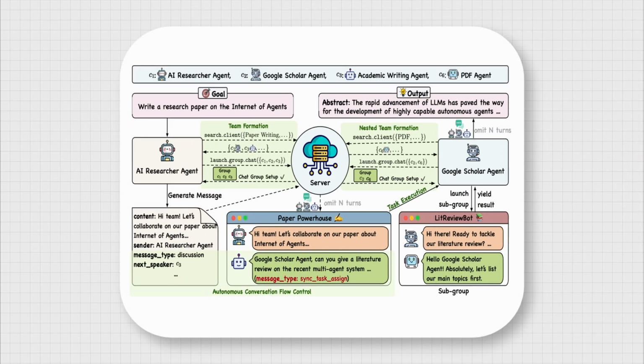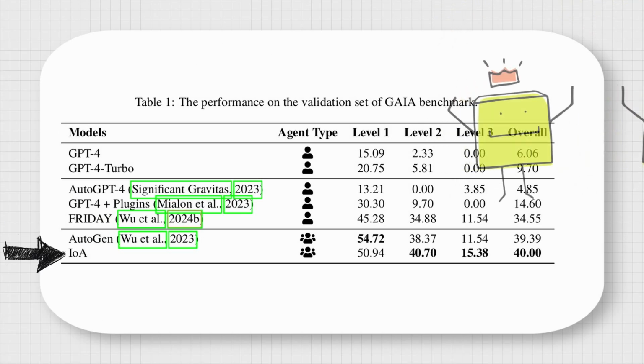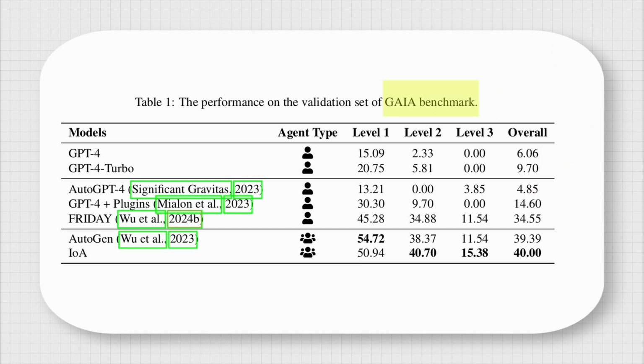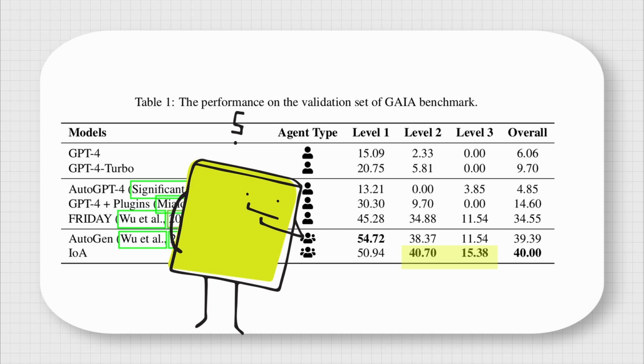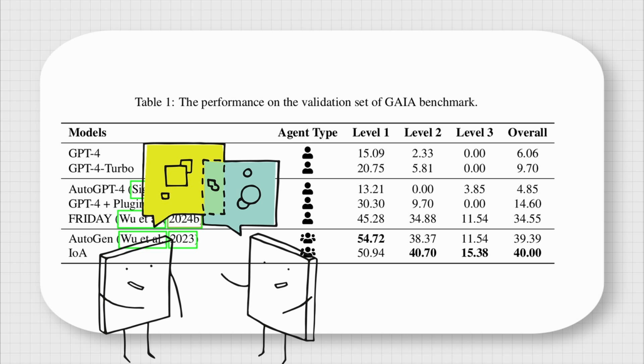They also show how this system works in action when producing a research paper, as you see in this image, and the interaction between these 4 agents: AI researcher, Google Scholar agent, academic writer agent, and PDF processing agent. As you can see, IOA also outperformed both single LLMs such as GPT-4 as well as other agentic systems such as AutoGen across the general AI assistant benchmark, even in the more challenging level 2 and level 3 tasks, which demand advanced reasoning and intricate collaboration.